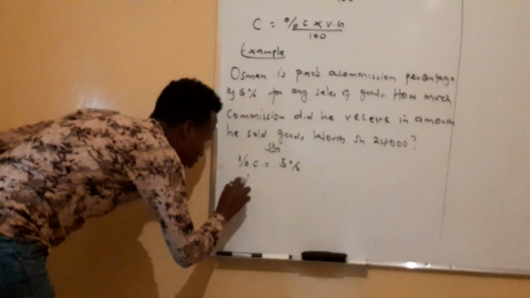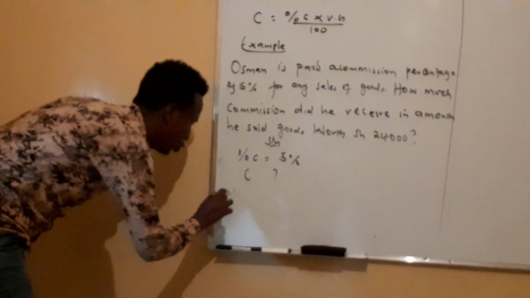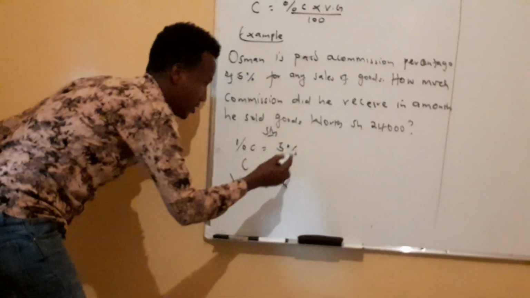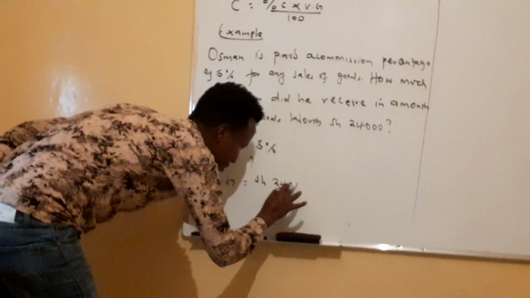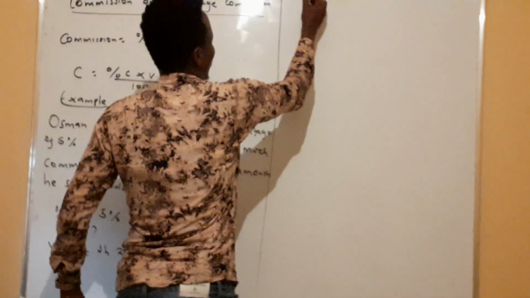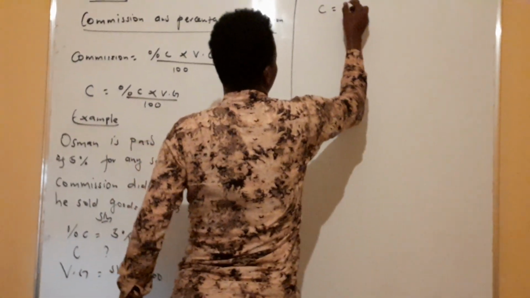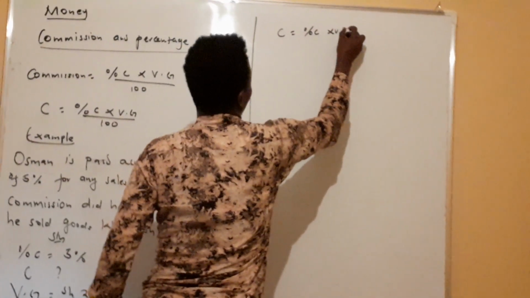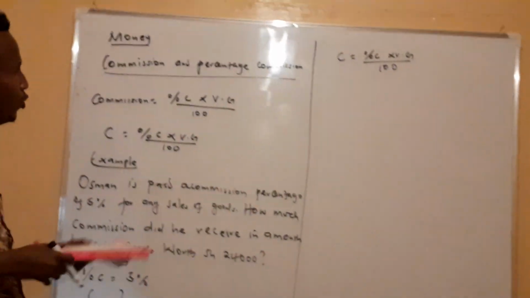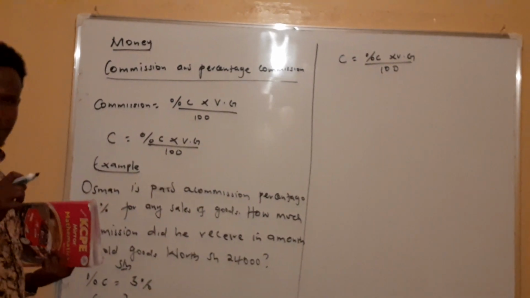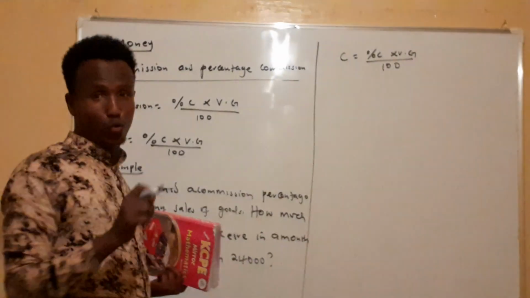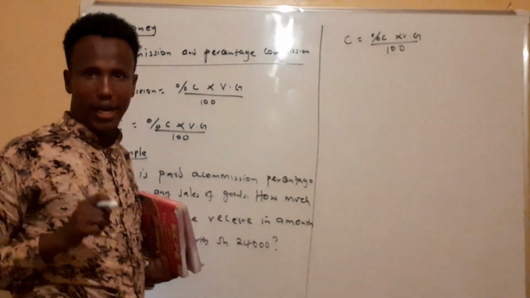Okay, we were asked to get the commission. That's what we are told. Then we are also given the value of goods, VG. That's the sales he made, that is 24,000. But remember we said that commission is equal to percentage commission times value of goods sold divided by 100.